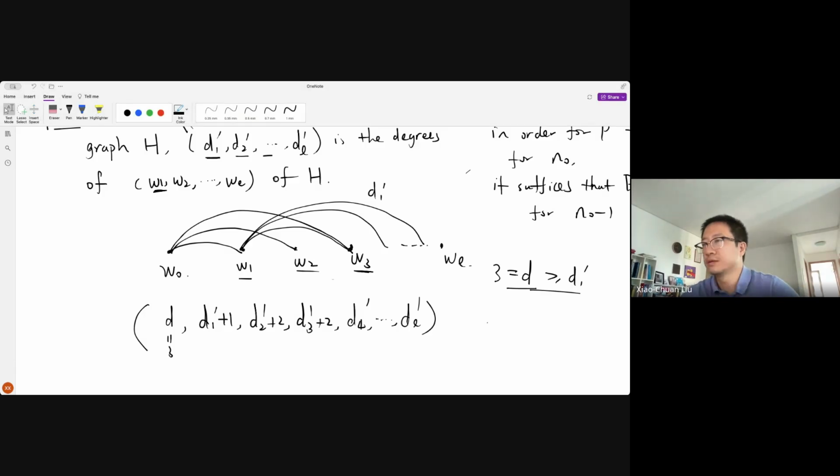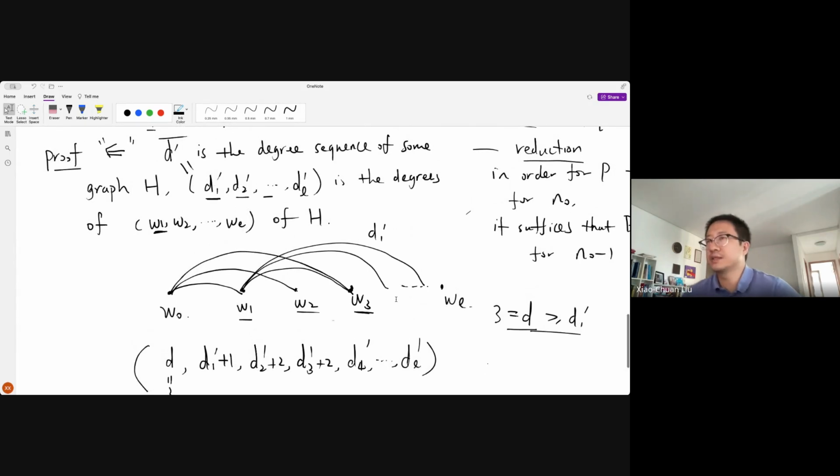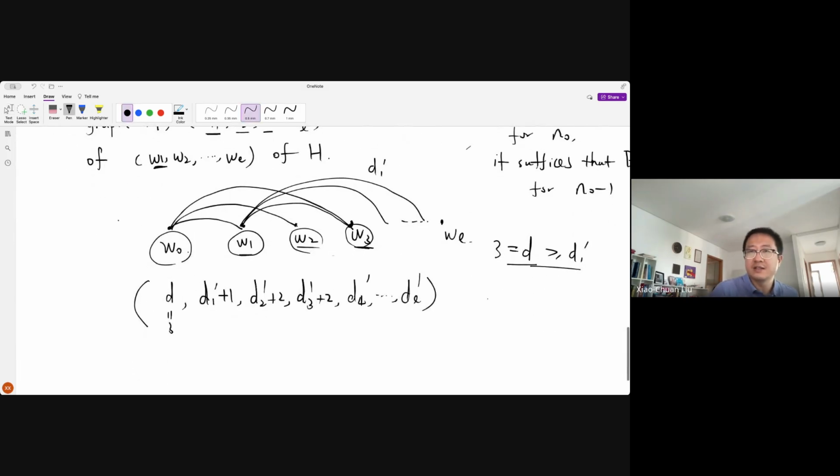Great. So this direction is constructive. You draw this graph here, and you know that the degrees of W1, W2, W3 are the highest degrees, and you draw them in this order. Then you add one new vertex, which you call W0, and its degree is exactly D bar.